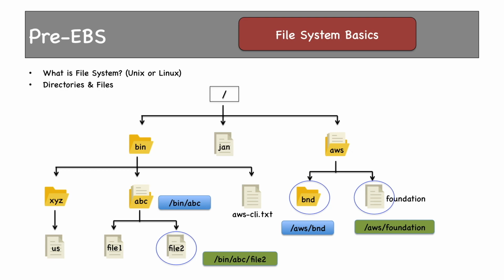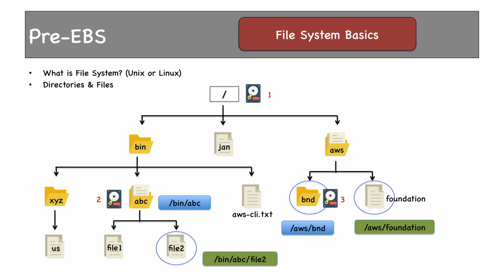Now we can consider the blue ones as file systems, and we can attach individual hard disks to these file systems. For example, root can also be a file system, and we can attach a drive directly to the root directory or root file system. You can attach a different drive to the ABC file system or /bin/abc file system.